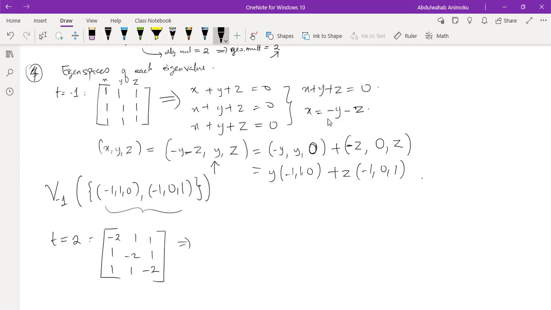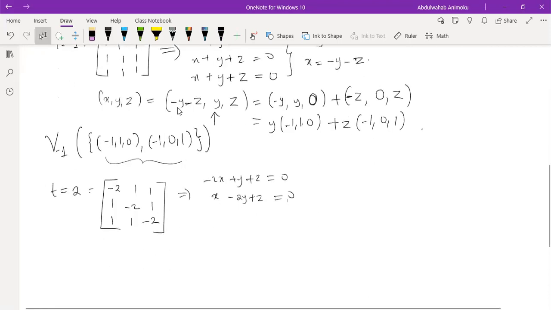Now, when we solve this again, this means minus 2x plus y plus z equal to 0. This means x minus 2y plus z equal to 0. Remember, this is the coefficient matrix of a homogeneous system. Homogeneous means that the right-hand sides are all 0, okay? And then we have x plus y minus 2z equal to 0.